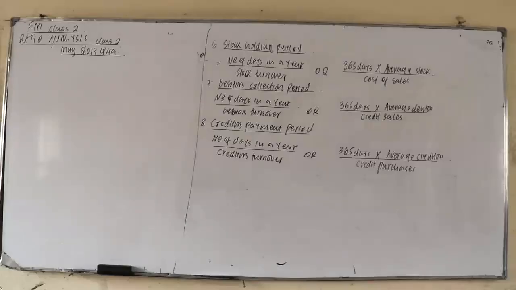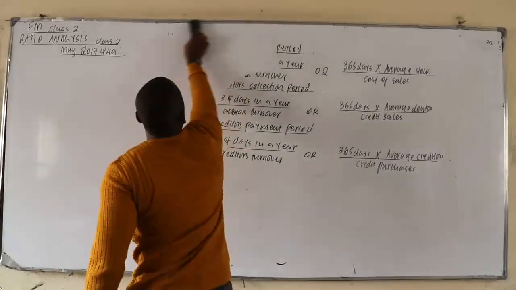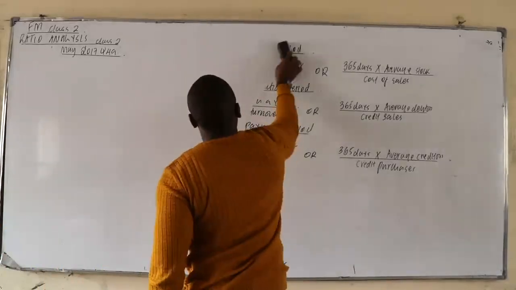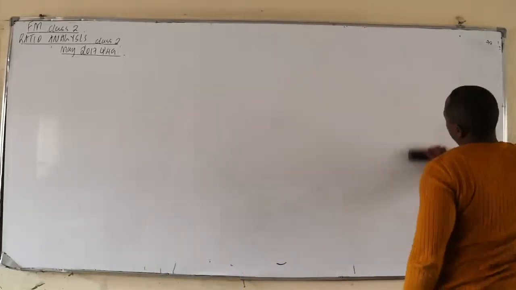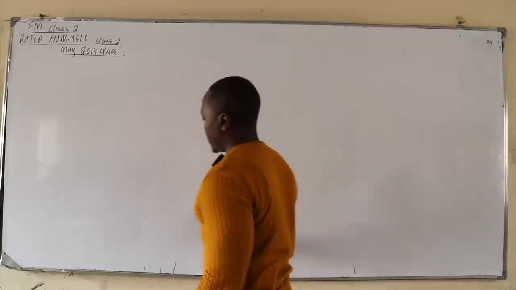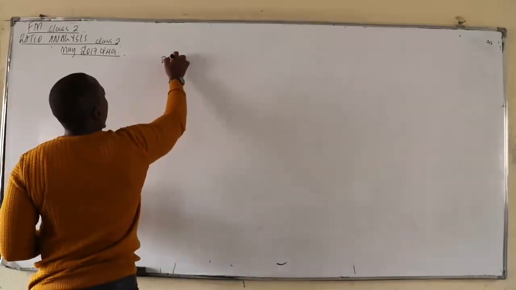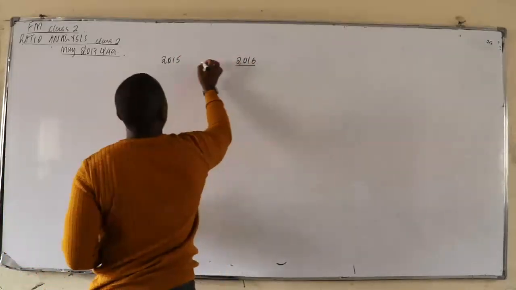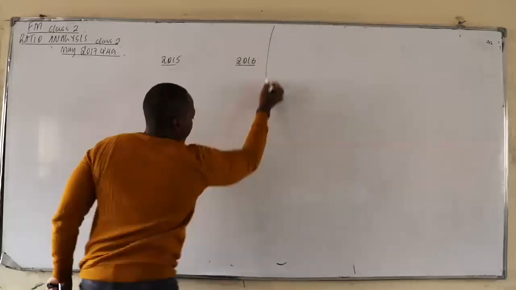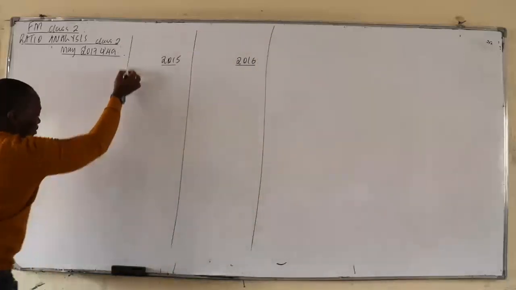For each of the 2 years, calculate number 1, the earnings per share. So how do we get the earnings per share? Earnings per share is part of the valuation of the investors' ratios. We have 2 years here, 2015 and 2016. Kindly don't copy. I'll give you time to copy. First of all, reason and understand. Once you understand, I'll give you time to copy.